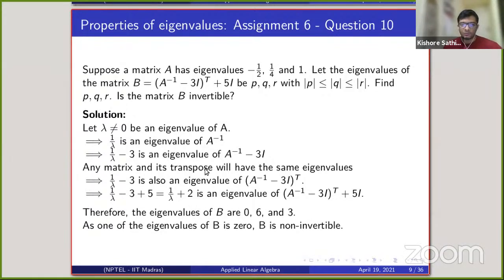So we have the first part of our question, P, Q, and R: 0, 3, 6. And the second part of the question is, is the matrix B invertible? One of the eigenvalues is 0, so B is not invertible.